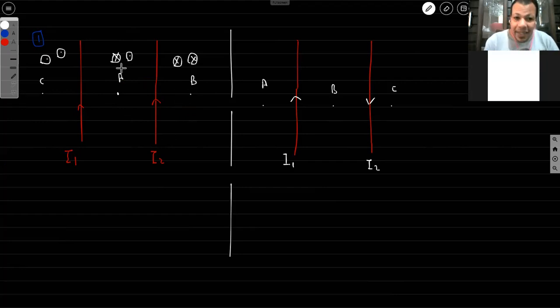Here, at A, we have two opposite directions. So B resultant will be equal to B1 minus B2. While here, it will be B1 plus B2. And here we have B1 also plus B2. So the probability of finding a neutral point is at C, A, or B.